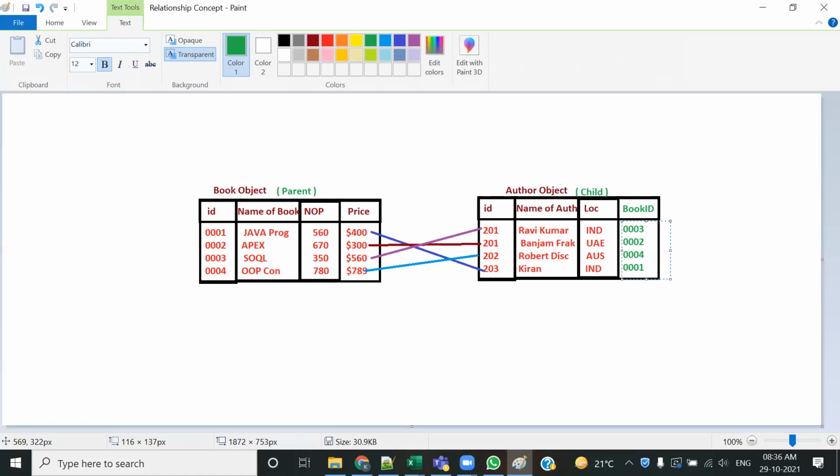आप book को child बनाते, author को parent बनाते. I could even do that. उसमें कोई problem नहीं है. What was, see, मेरे दिमाग में क्या चल रहा था कि one book could be written by multiple authors.